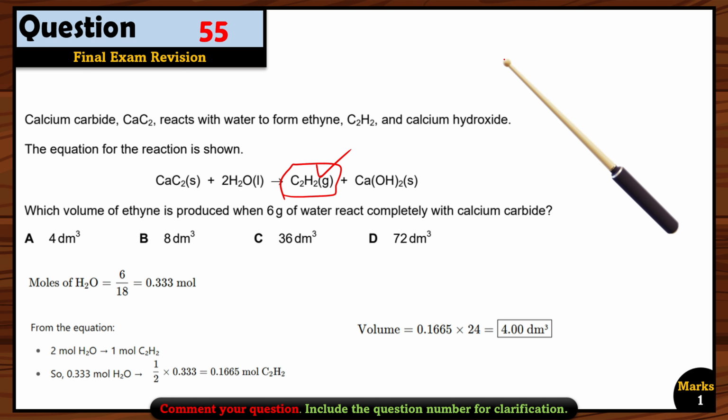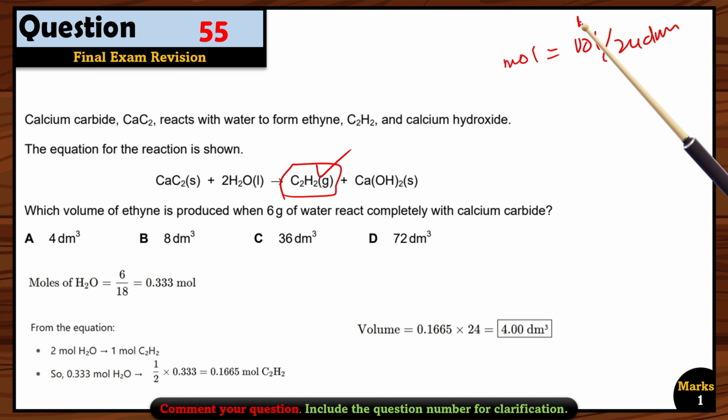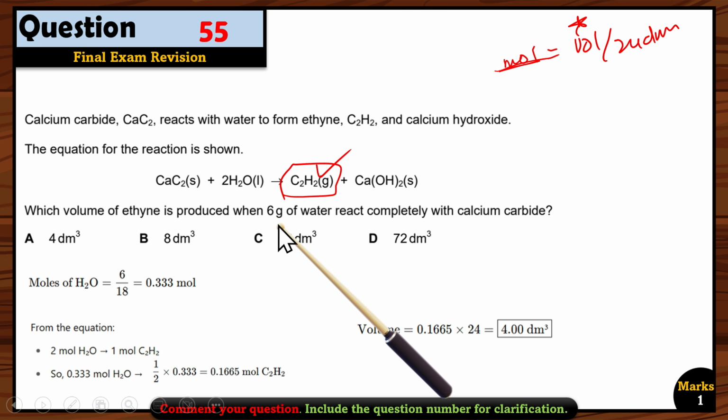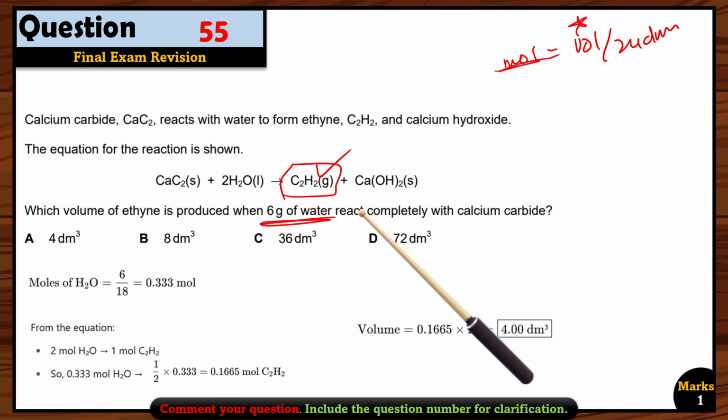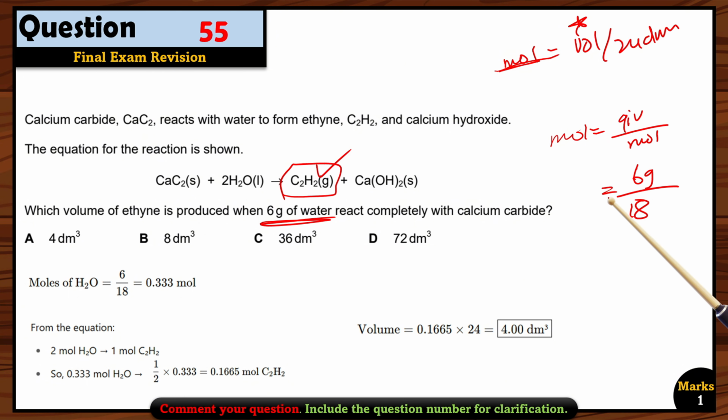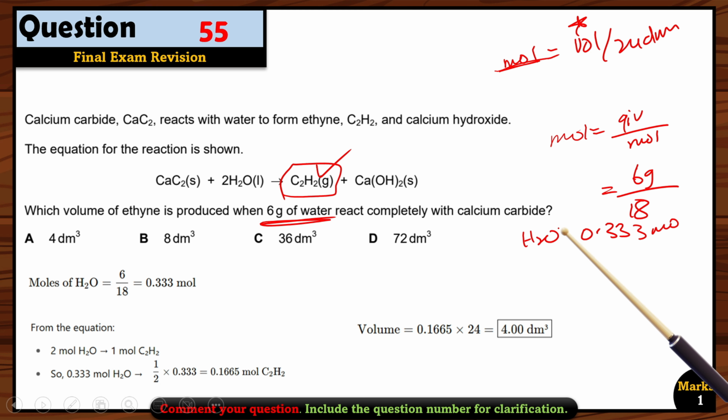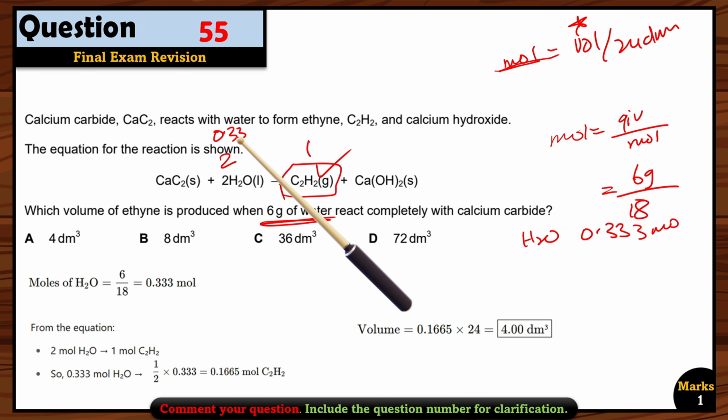So again, you have to use the formula of the gas. Moles is equal to volume divided by 24 dm³, right? So now you have to find the volume, but you don't know the moles. How can you calculate the moles? Easily, you can calculate the moles from H2O, because the H2O information is given. Moles is equal to how much? Given mass divided by molar mass, right? Now the given mass is 6 divided by 18. So what will be your moles? 0.33, right? These are the moles of the water. Now let's see one by one. 2 water moles are giving you 1 ethine molecule. So 0.33 moles will give you how much?